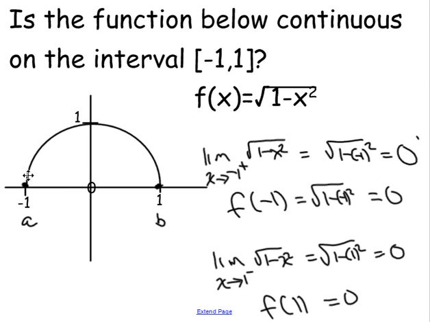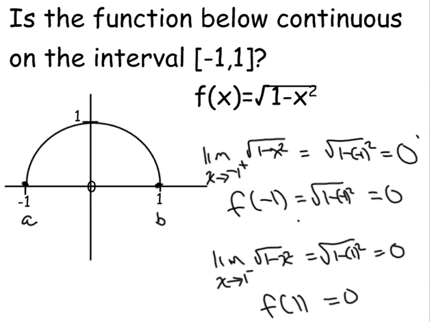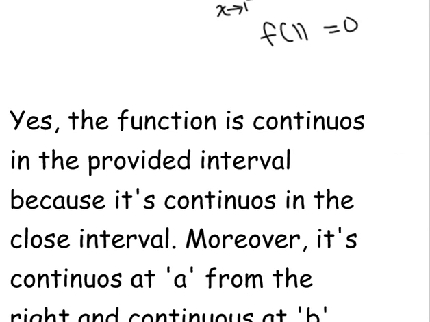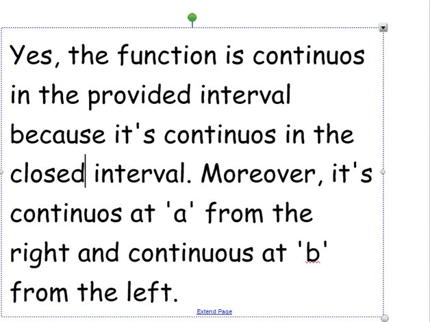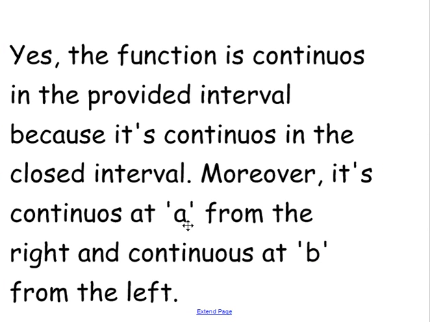So it's continuous everywhere inside the interval. It's continuous at point A. It's continuous at point B. So what can we say? Here's how I answered the question. Is the function below continuous on the interval -1, 1? Yes, the function is continuous in the provided interval because it's continuous in the closed interval. Moreover, it's continuous at A, A being -1 from the right, and continuous at B, B being 1 from the left.